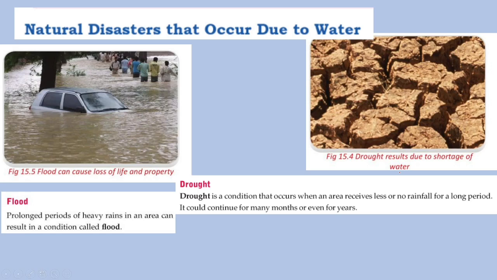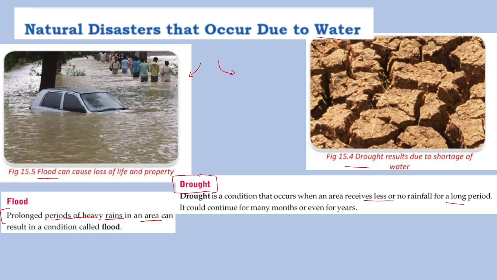Now let us understand some natural calamities that occur due to water. If there is excess rainfall in a particular place, we call such a situation a flood. So what is a flood? A prolonged period of heavy rain in a particular area results in the condition called flood. But if a particular region does not receive rainfall for a very long period, then the condition there is called drought.